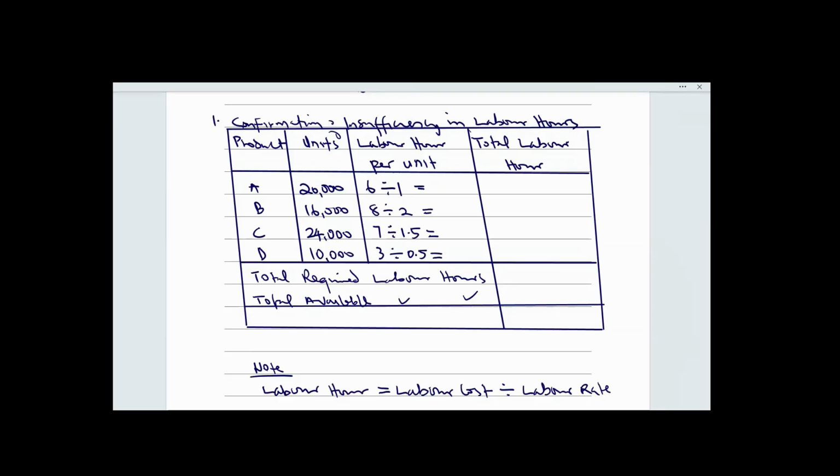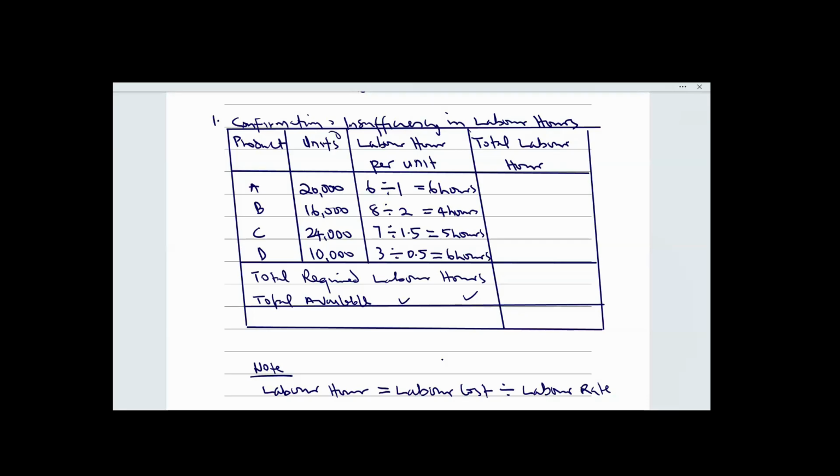6 divided by 1 will give us 6 hours. This one will be 4 hours. 7 divided by 1.5, what do you have there? 4.67. So let's say rounding, 5 hours. All right. Then 3 divided by 0.5 will give us 6 hours.